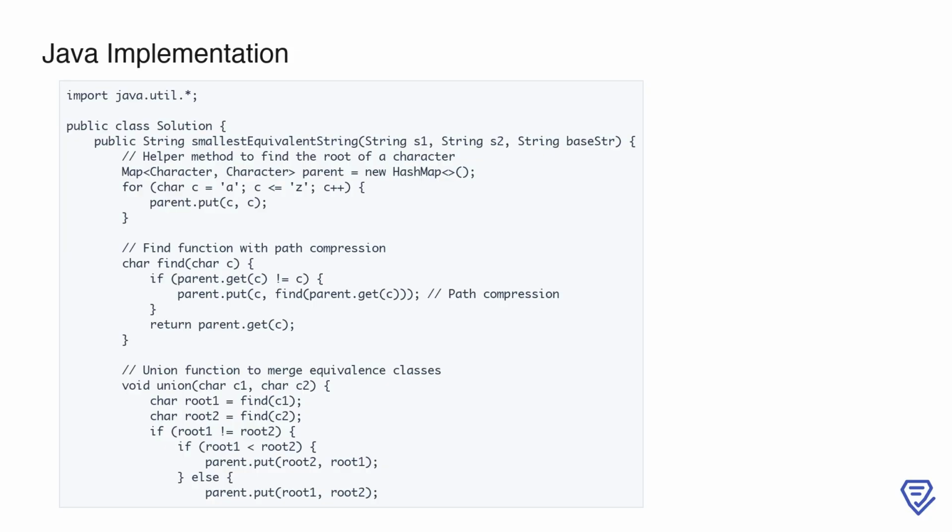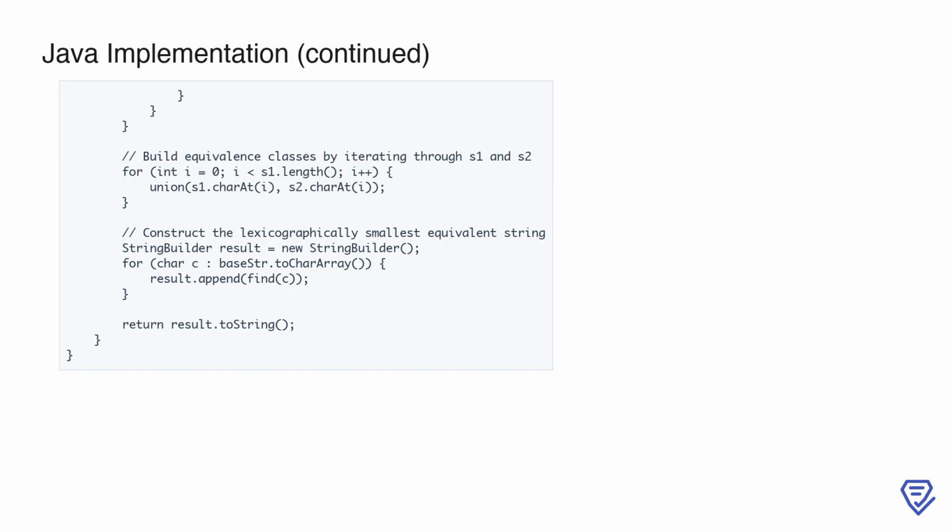After defining the helper methods, we proceed to build the equivalence classes by iterating through the strings S1 and S2. For each pair of corresponding characters, we call the union method to group them into the same equivalence class. Once all the equivalence classes are formed, we construct the lexicographically smallest equivalent string.